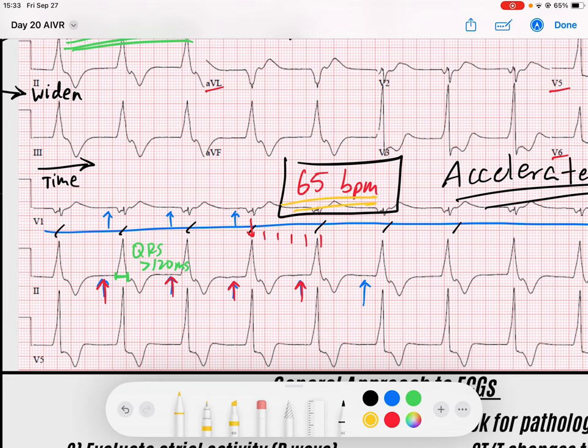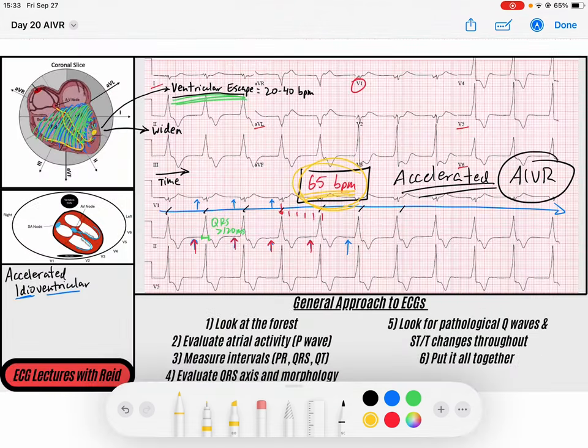This one is occurring at a rate of 65 beats per minute. So I would imagine that if this individual got up and started running around, their sinus node could certainly take over this rhythm. But for now, it's not, because we have a ventricular rhythm that's driving this.